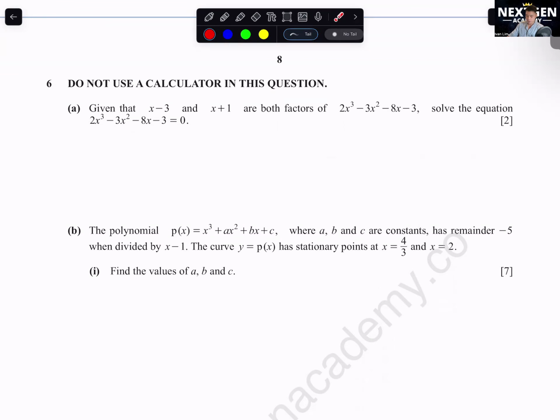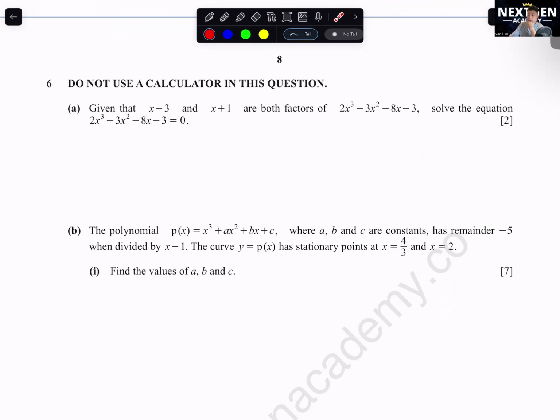Given that x minus 3 and x plus 1 are both factors of this expression, solve the equation 2x cubed minus 3x squared minus 8x minus 3 equals 0. There are various ways that I think y'all can do this. How to solve the equation? What do they mean by solving the equation? What method do y'all do over here?